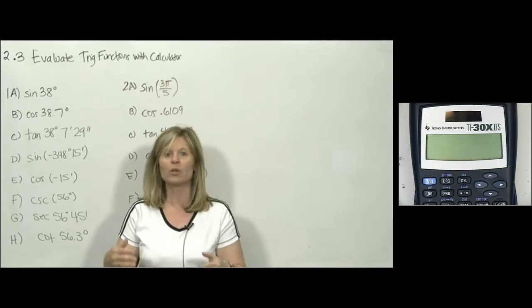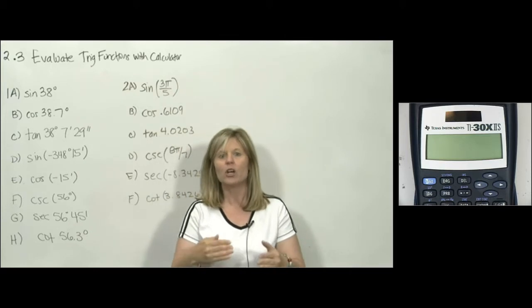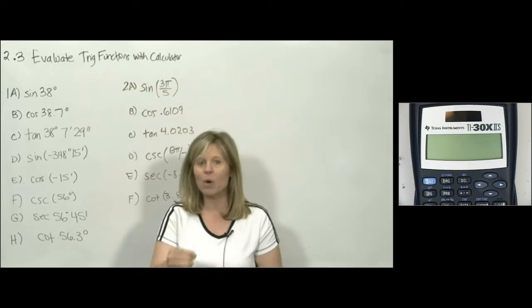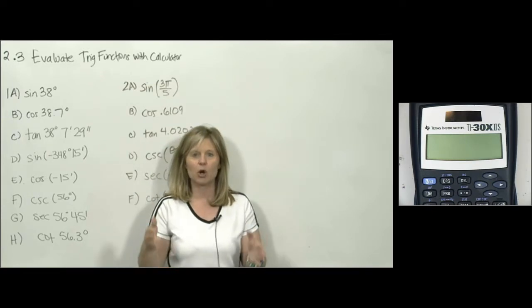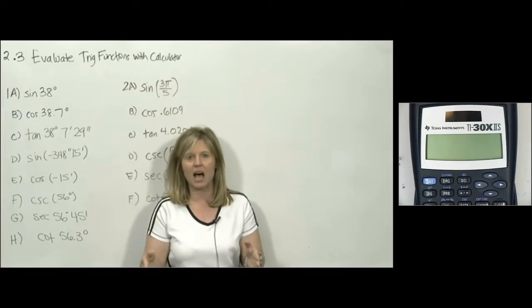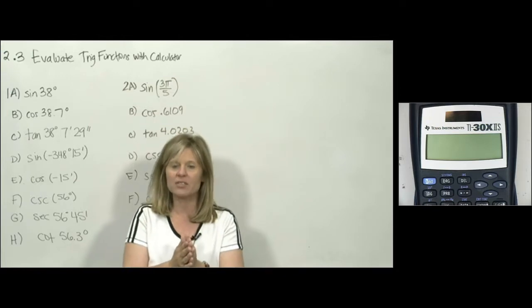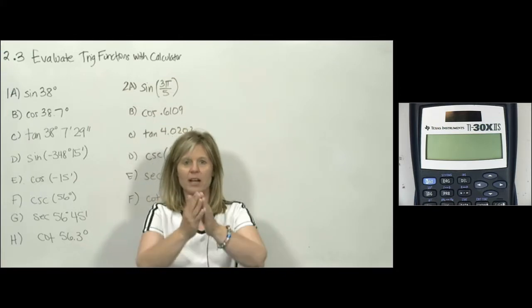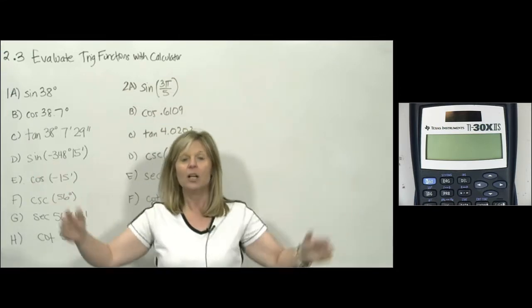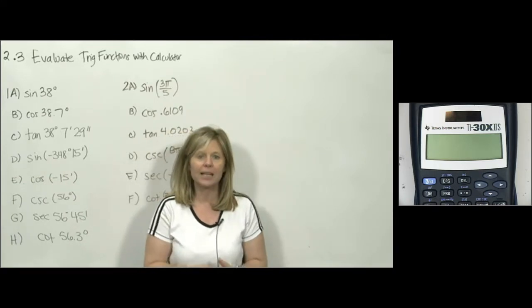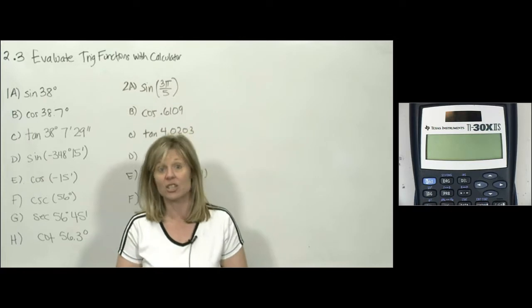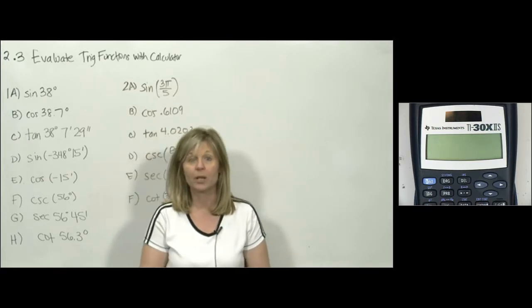So the first thing when you evaluate a trig function using your calculator, be ready that your answers are going to be decimals. And they're not always going to be terminating decimals, decimals that stop. Because many of these decimals we get today are going to be non-terminating, going on forever and ever, you're going to be told in the directions what place value to round to. Please pay close attention to that. If you round to the wrong place value, you're going to get marked wrong.